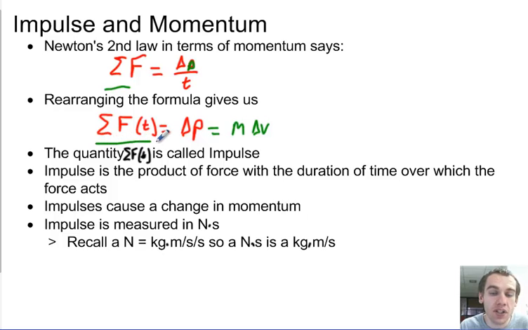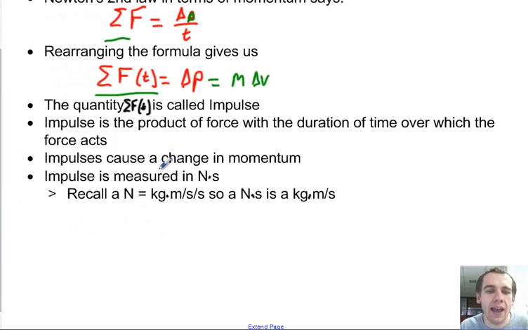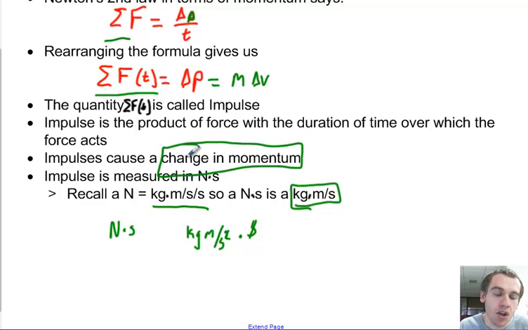Now the quantity net force times time is called impulse, and it causes that change in momentum like I said, but it has different units than momentum at face value, right? Force times time is newtons times seconds. Well, a newton is the amount of force required to accelerate 1 kilogram at 1 meter per second per second. So if I take a kilogram meter per second squared times a second, this cancels that second, and I'm left with kilogram meters per second, which, as you recall, is the unit of momentum. So impulse and momentum kind of go together. Impulses cause a change in momentum, and if we know how big the impulse is, we know how much the momentum changed.